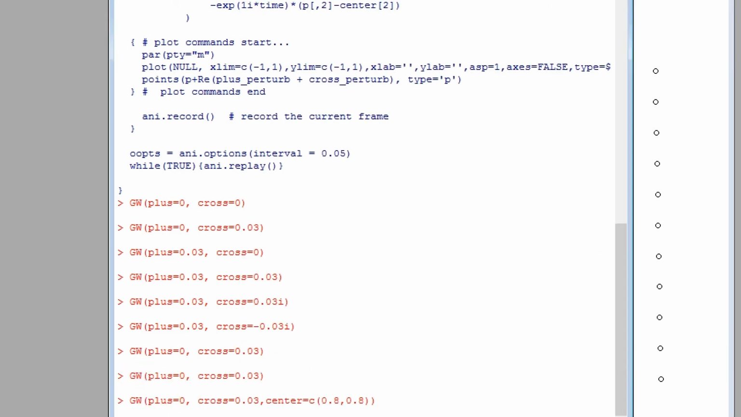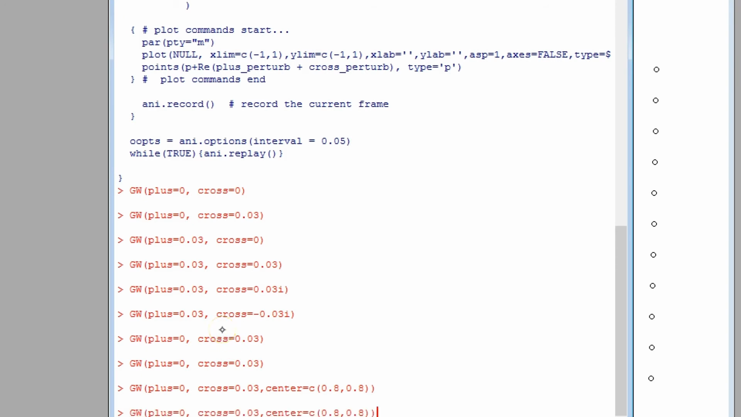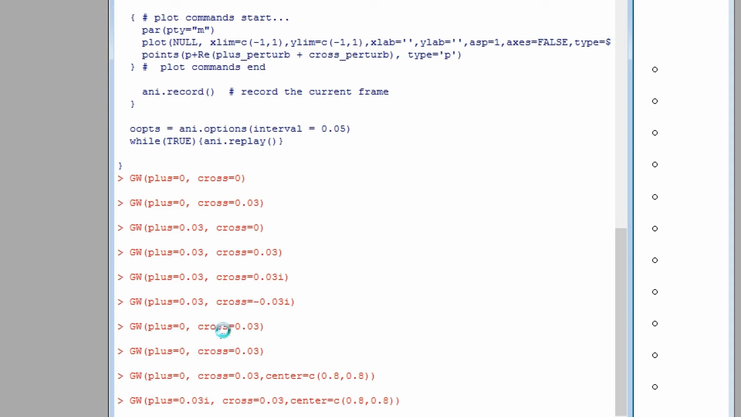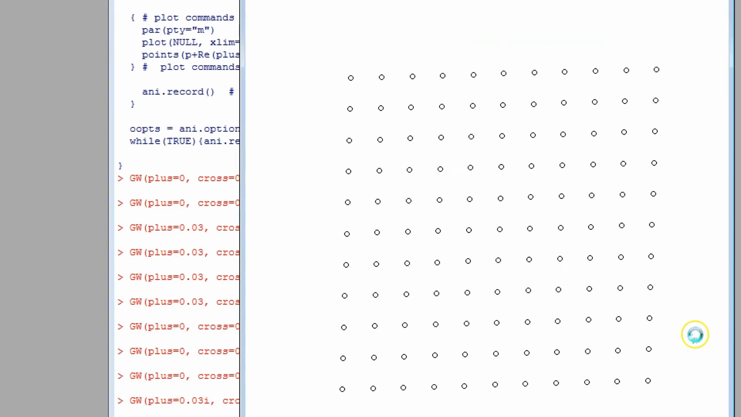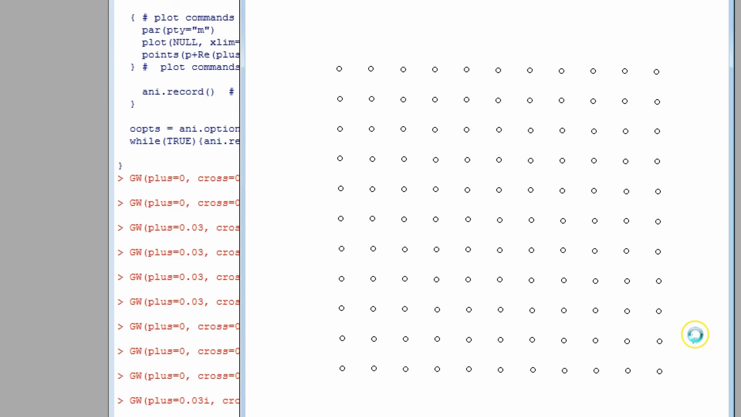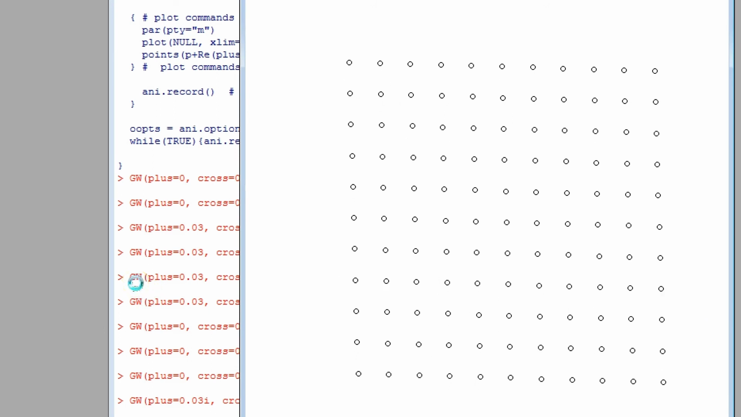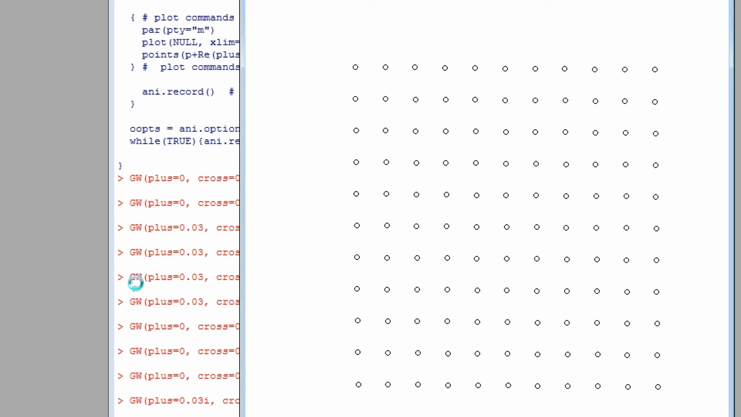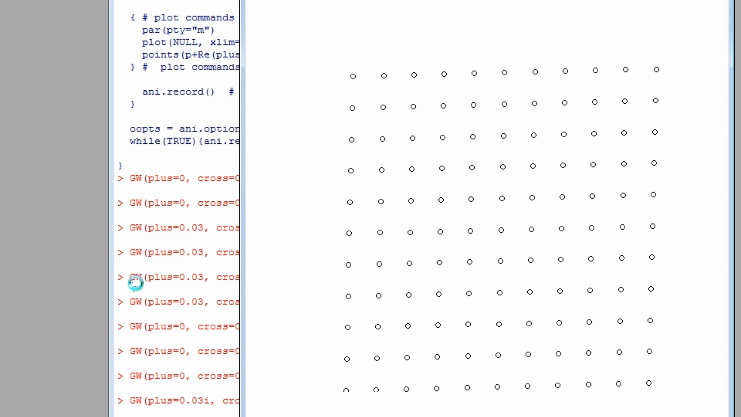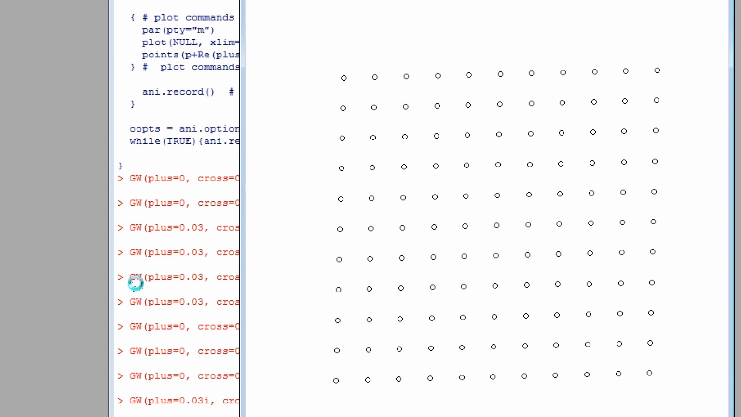I wonder if I can change both of them at the same time. I wonder if it's robust enough. Oh, well, let's try it. Plus equals 0.03i, let's say. There we go. What does that look like? Beautiful. Of course, all of this is monochromatic waves.